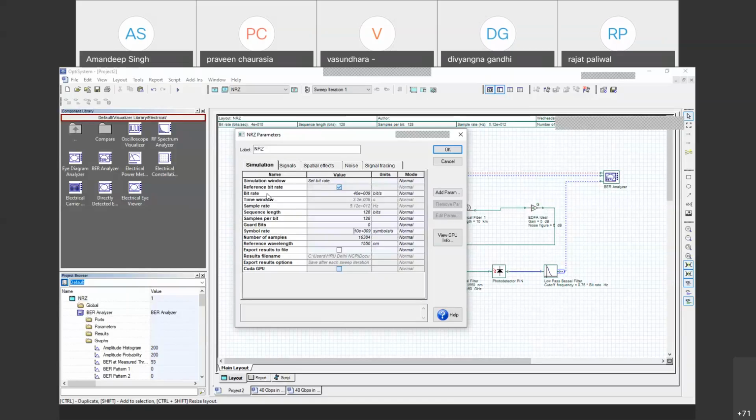Same thing for the sequence length and samples per bit. Here we have taken 128, both the same. If we take a sequence length of 128 and samples per bit of 64, does it have some meaning, or can we set both the same? You can use that. You can use 64 samples per bit also. What is the difference if we use the same or different?